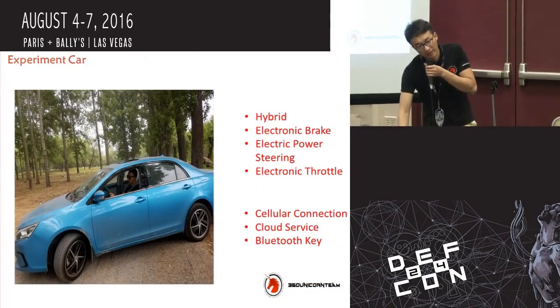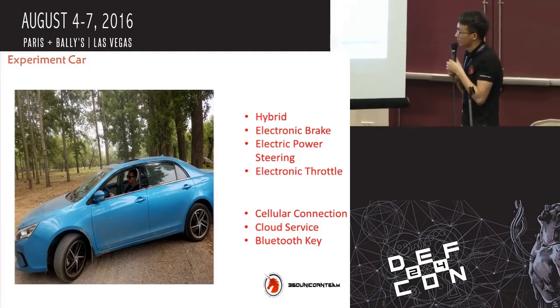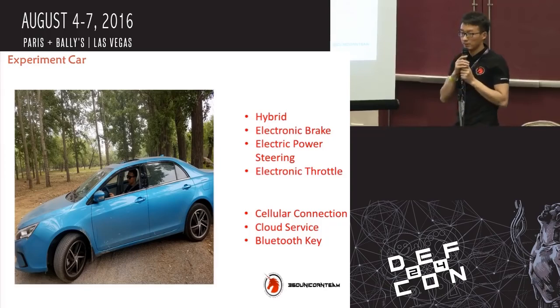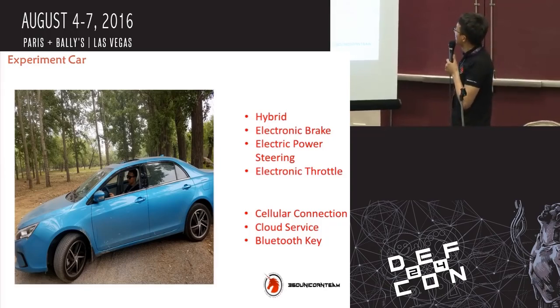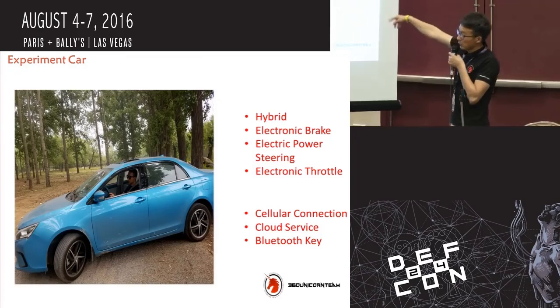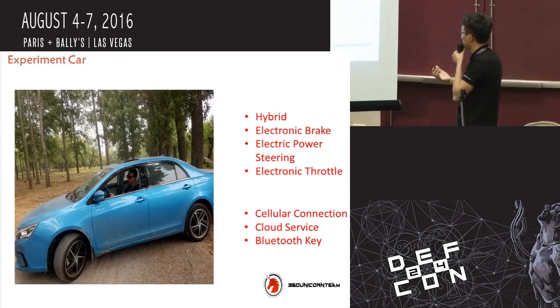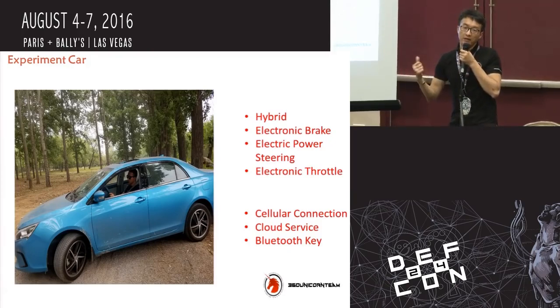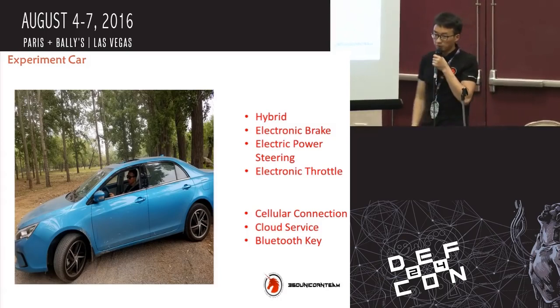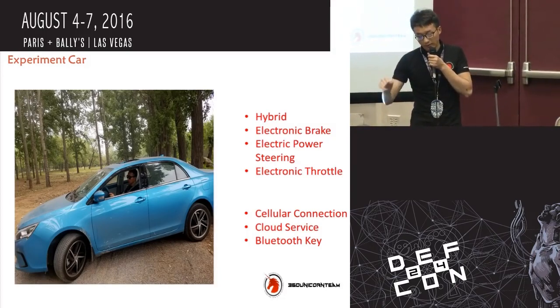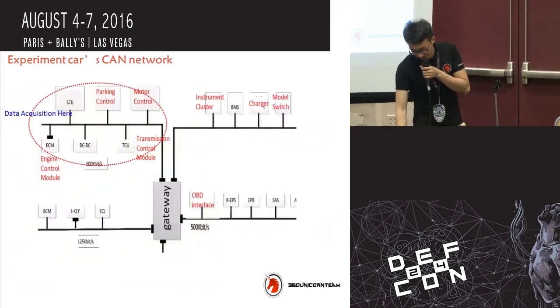This is the experiment car that I used. It has many cyber physical features. It's a hybrid vehicle. It uses both battery and gasoline, and has electronic brake, steering, and electronic throttle. It also has rich internet-based features. For example, you can use a cellular connection, use their cloud service, or use a mobile phone to remotely open the car for your friends, and you can use a Bluetooth key, which lets you use a phone as the car's key fob.